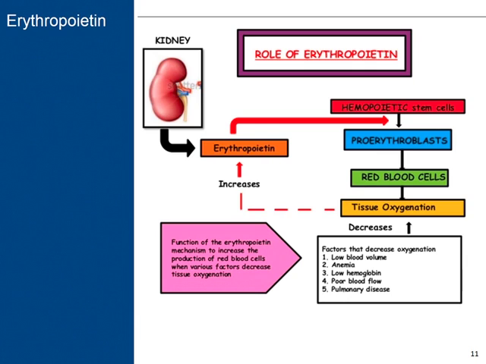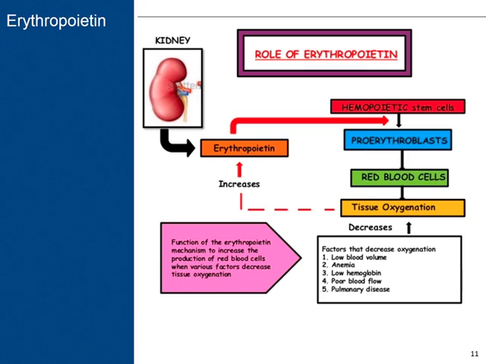Before I talk about the drug, let me remind you of the role of erythropoietin, which is the naturally occurring growth factor hormone. It is a hormone that stimulates the production of red blood cells in the bone marrow, and you can see from the picture that it's produced by the kidneys in response to anemia or hypoxia. Some factors that can lead to anemia or hypoxia: low blood volume, anemia itself, of course, low hemoglobin, poor blood flow, pulmonary disease. Those are just some of the factors that decrease tissue oxygenation and trigger this increase in erythropoietin. And erythropoietin will stimulate the hematopoietic stem cells to differentiate into red blood cells.